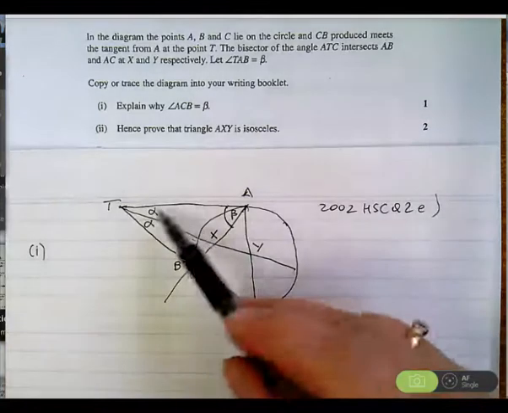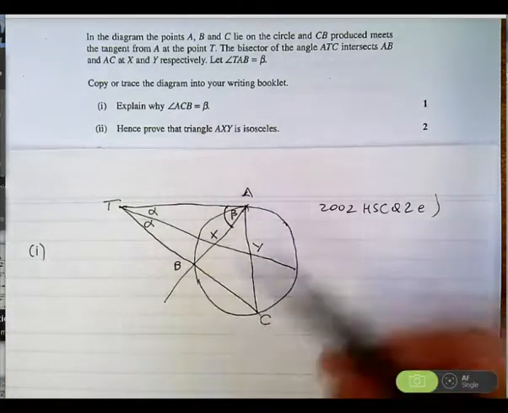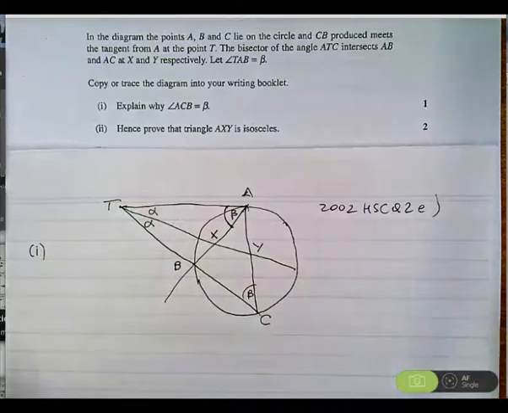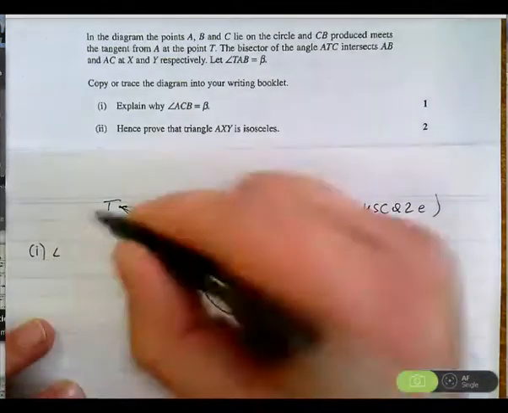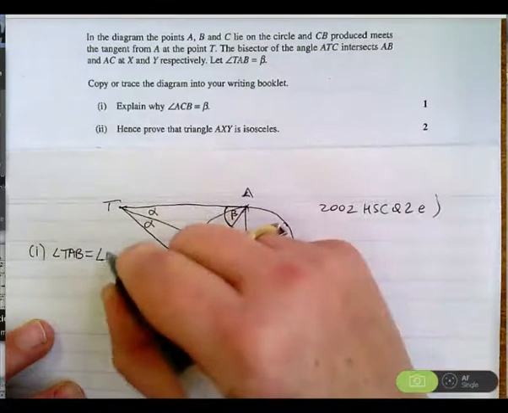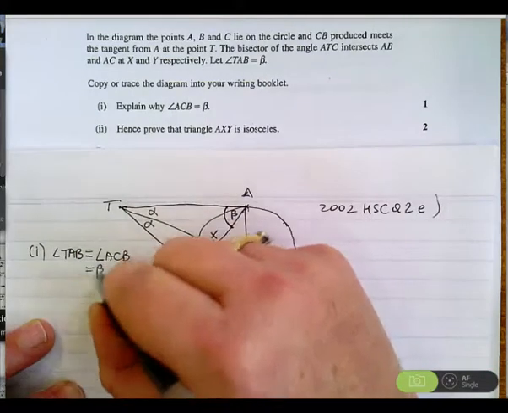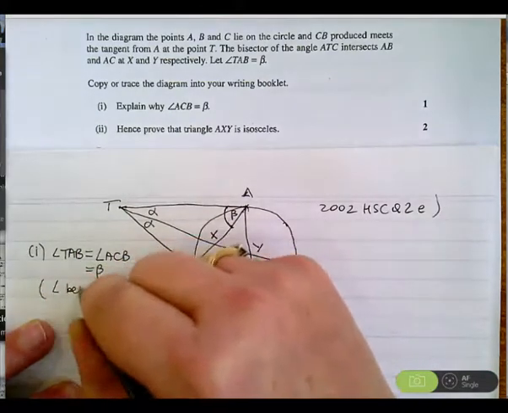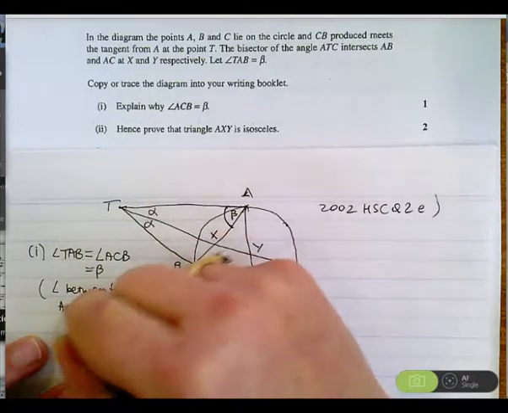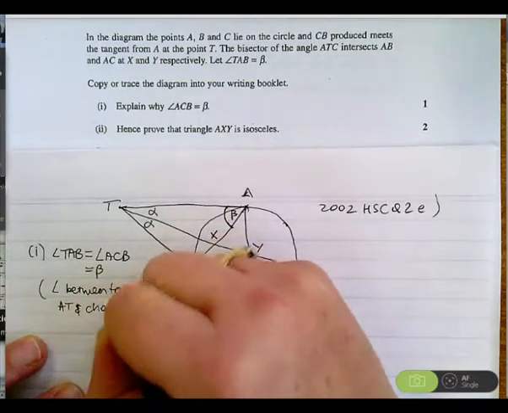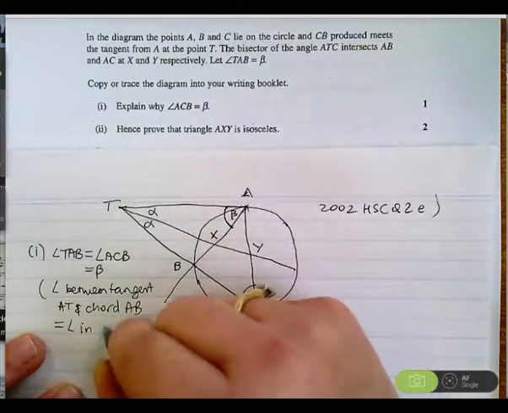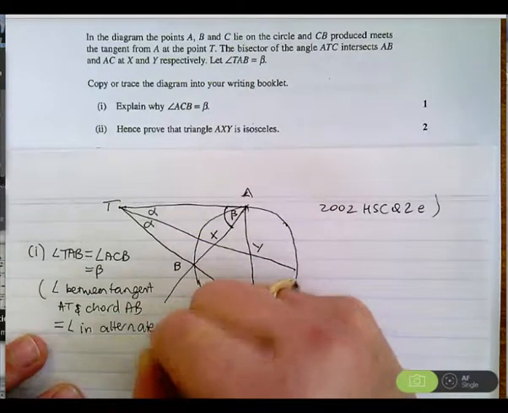Girls, angle between a tangent and a chord equals the angle in the alternate segment, my favourite. So let's go. So angle TAB, is that right? Equals angle ACB equals beta. Reason, the angle between the tangent AT and chord AB equals the angle in the alternate segment.